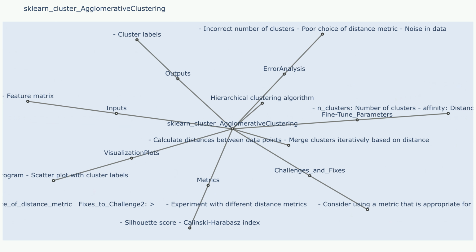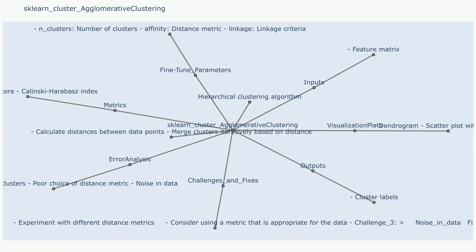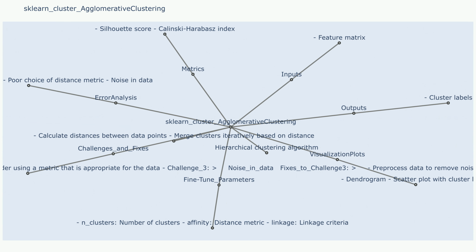Outputs: labels, an array of integer labels corresponding to the cluster membership of each data point. n_clusters, the number of clusters found by the algorithm. Steps: initialization, each data point is assigned to its own cluster. Merging, the two closest clusters are merged based on the linkage criterion. Iteration, steps 2 and 3 are repeated until the desired number of clusters is reached.